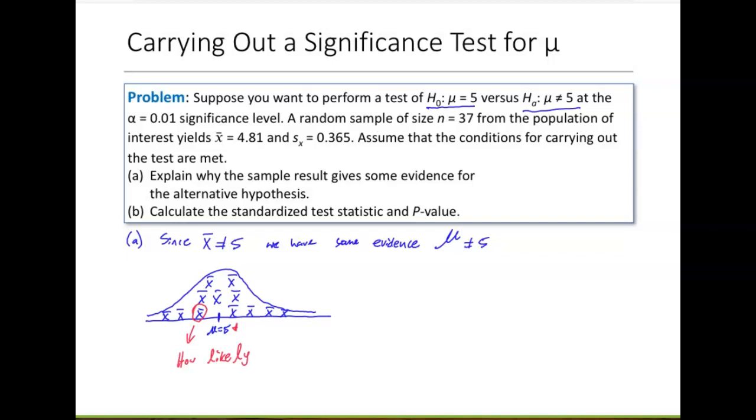If it's extremely unlikely that we would get that sample or more extreme, then we have evidence for the alternative. If it's not that unlikely that we get our sample if the true mean is 5, then we're going to fail to reject the null hypothesis. We're going to say we don't have enough evidence for the alternative. Now, at what level? How unlikely does it have to be for us to make the decision? I don't think the null hypothesis is true. I think the alternative is true. How unlikely?